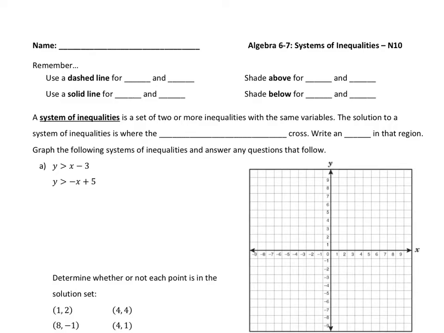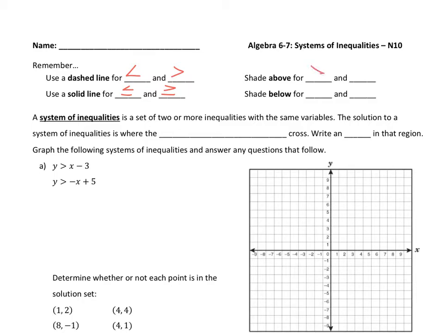Algebra Unit 6, Lesson 7, Notes 10, Systems of Inequalities. Remember, when we're graphing inequalities, basically a system of inequalities is just two inequalities graphed on the same set of axes. For a dashed line, we would use the less than or greater than symbol. For a solid line, it'd be less than or equal to and greater than or equal to.